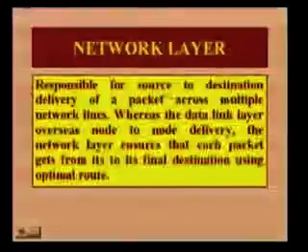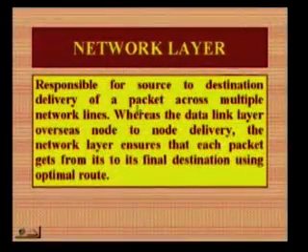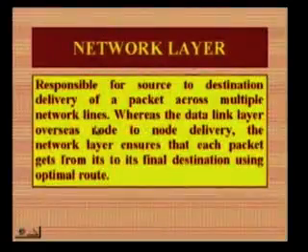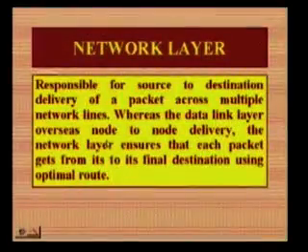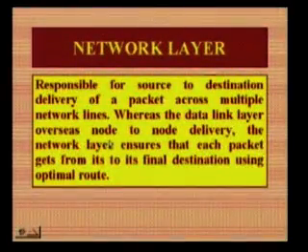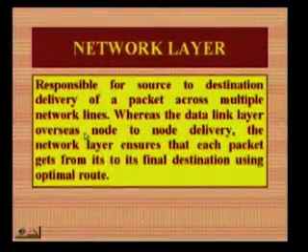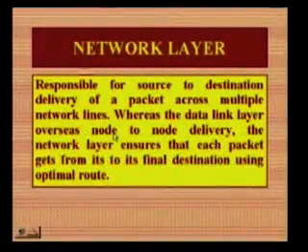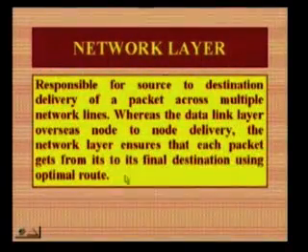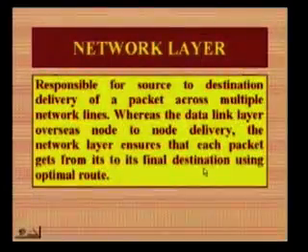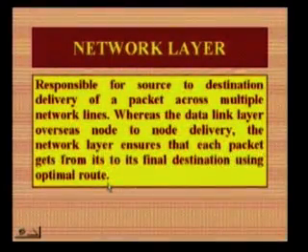Then we have the network layer. Let me read: responsible for source to destination delivery of packets across multiple network links, whereas the data link layer oversees node to node delivery. This is the difference between the network layer and the data link layer. Look at this slide and try to read this once again. The network layer ensures that each packet gets from its source to the final destination using the optimal route. That is very much important.